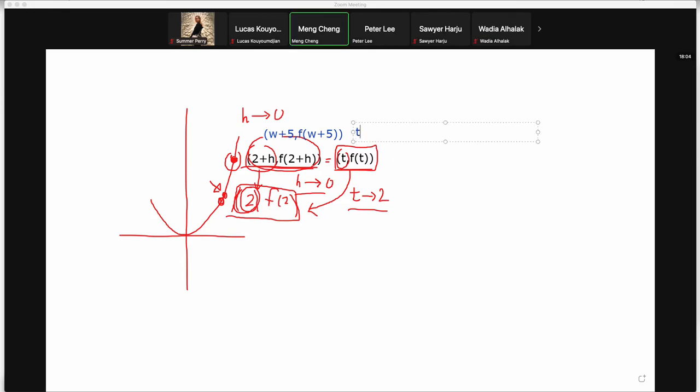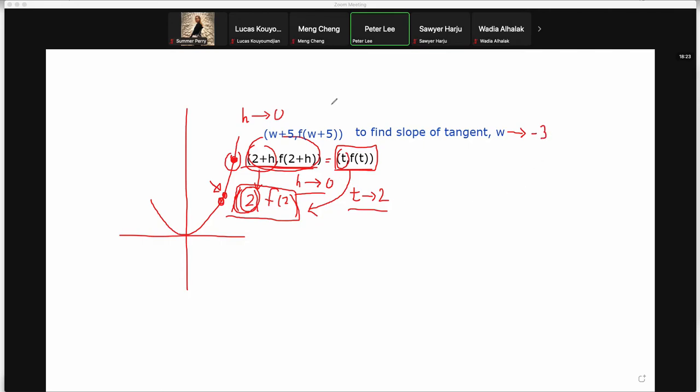Find the slope of tangent. W has to approach what? W has to approach what in this case? Negative 3. W has to approach negative 3, exactly.